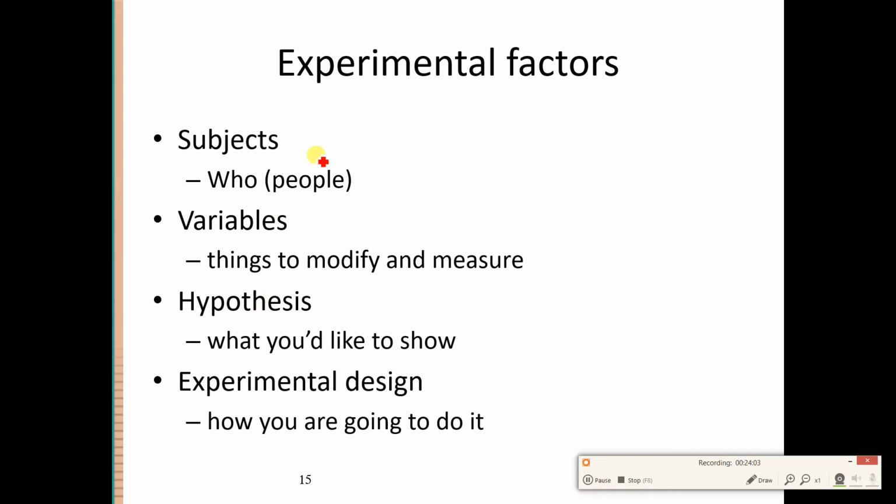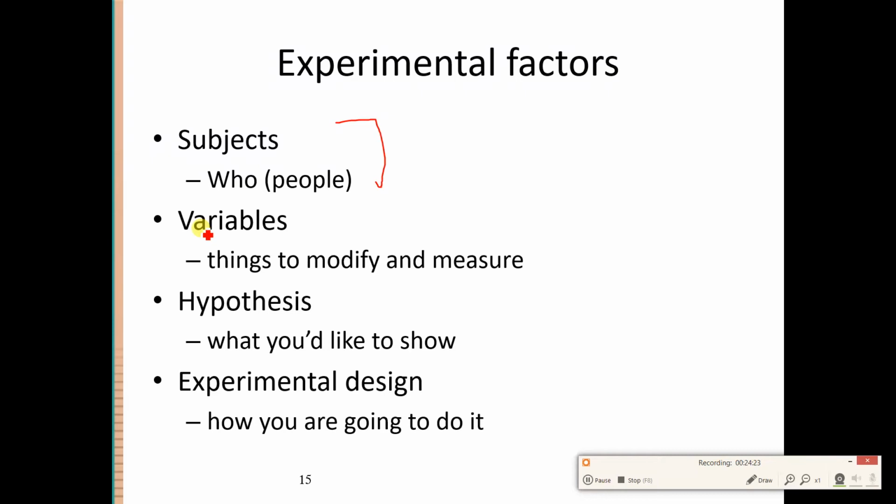So there are some experimental factors. There are some categories or types of experimental factors. Subjects, which are the people. For example, the people can be the operators, they can be the managers, or they can be some other people who are going to use the system. So they are the subject.